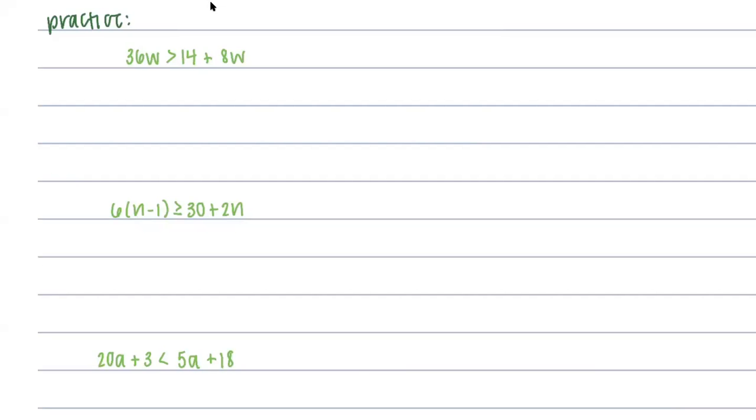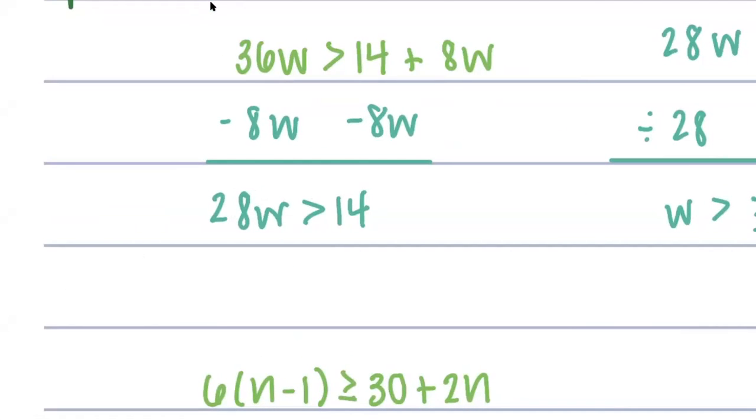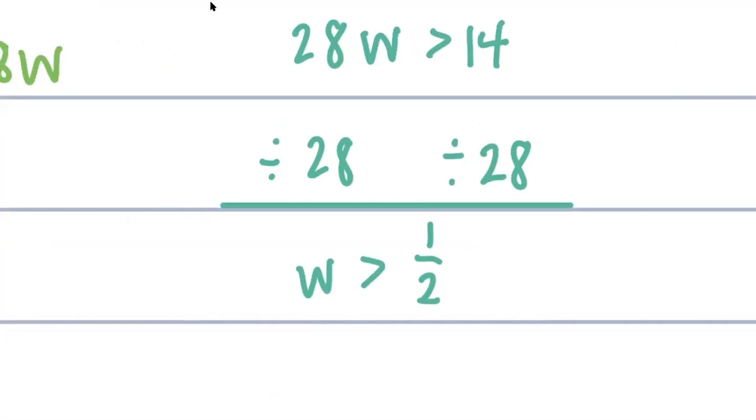Okay, let's go through these. Yeah, the first two were a bit difficult, it seems, for you guys. So I'm gonna go through them. I'm gonna put this up so you guys can see my work. The first thing you're gonna do is subtract 8w from both sides as you normally would. So you have 28w is greater than 14. And then you just divide both sides by 28. And then you get w is greater than half. Some of you got w is greater than 2, which is close, but I think you might have flipped your numbers or something.